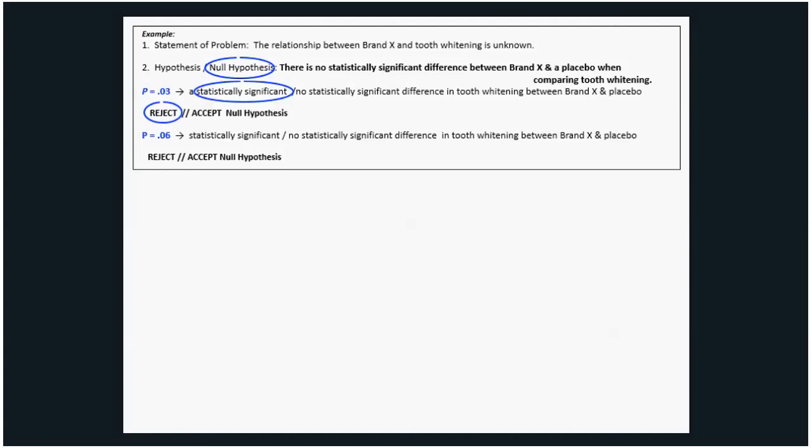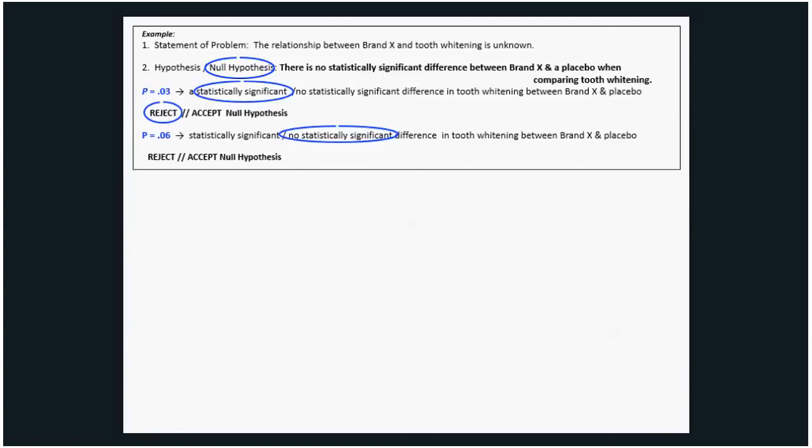Now, say we had a p-value that came out 0.06. What do we know? 0.06 is greater than 0.05. So anytime it is equal to or greater, there is no statistically significant relationship. So we say here, there's no relationship. We had a null hypothesis that said there was no relationship. There was no difference between brand X and a placebo in tooth whitening. We're basically saying brand X has no effect on tooth whitening.